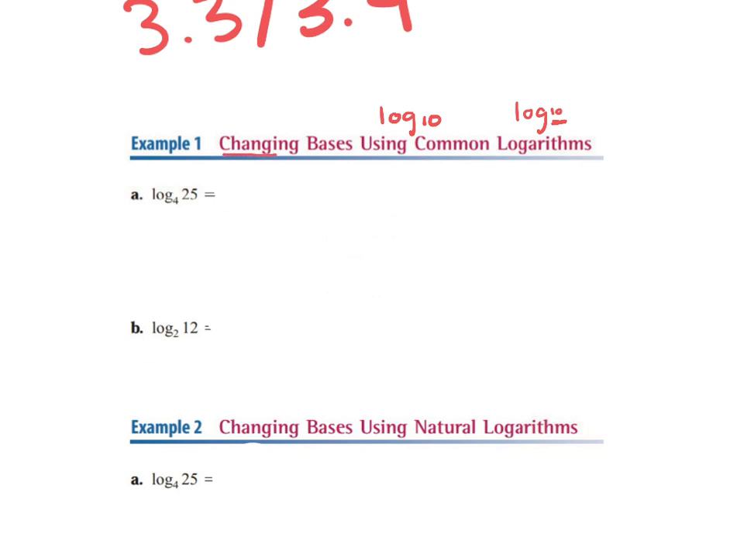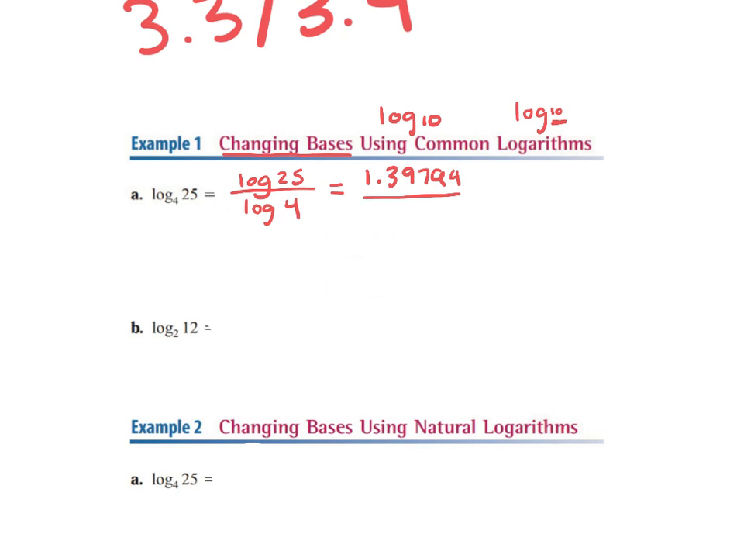So the change of base formula for logs, we just write log, the big one goes on top, so log of 25 over log of 4. Now this is something that we can put in the calculator. We can put log of 25, which is 1.39794, and then we can do log of 4.